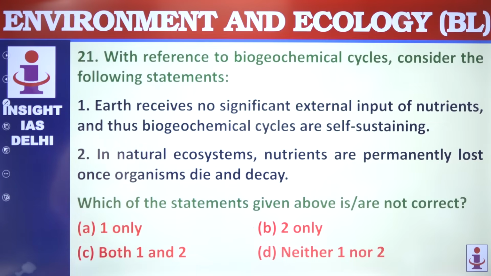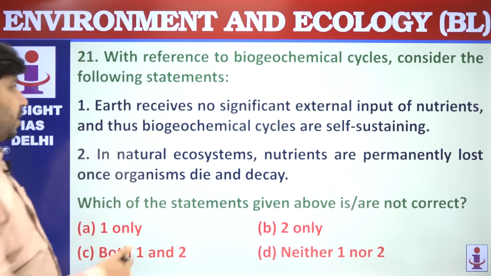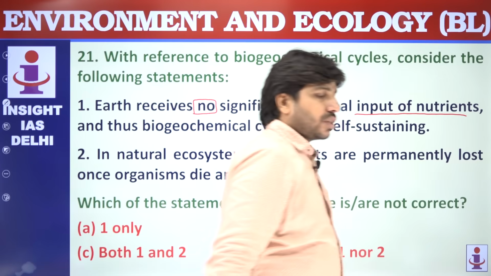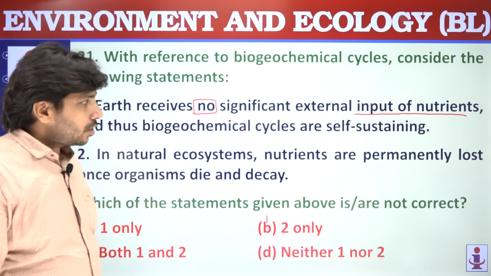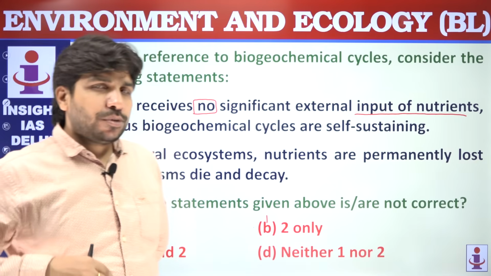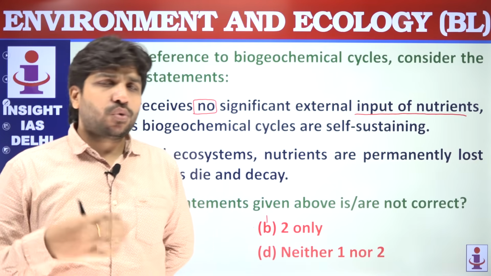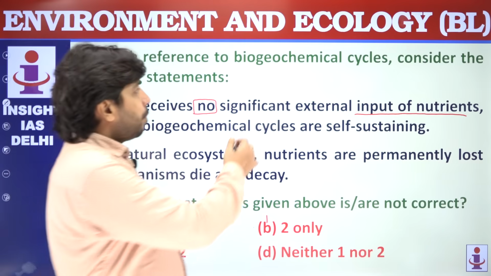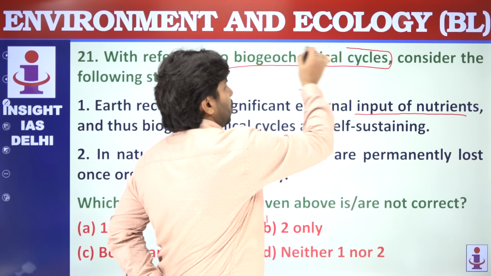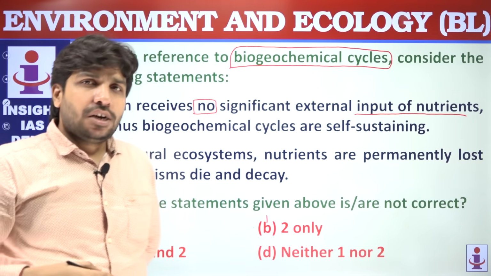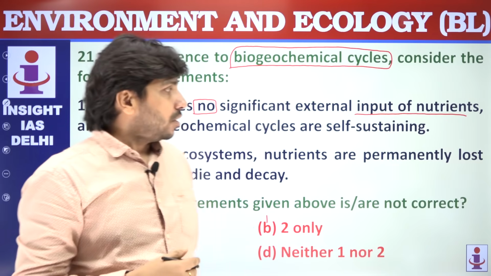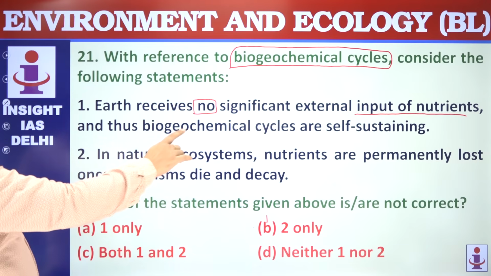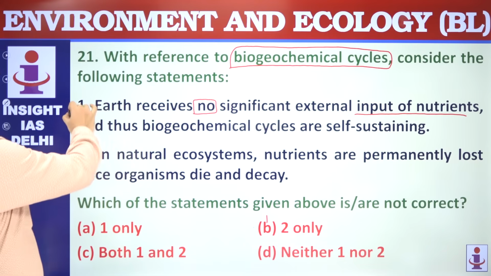Biogeochemical cycles. Earth receives no significant external input of nutrients. Yes. Whatever nutrients Earth has, that's it. No external nutrient is getting received by Earth. Then whatever nutrients it has, be it phosphorus, be it sulfur, be it carbon, it is getting recycled through, and that is studied under biogeochemical cycles. These comprise the carbon cycle, phosphorus cycle, sulfur cycle, nitrogen cycle. So yes, Earth receives no significant external input of nutrients, and thus these cycles are self-sustaining.